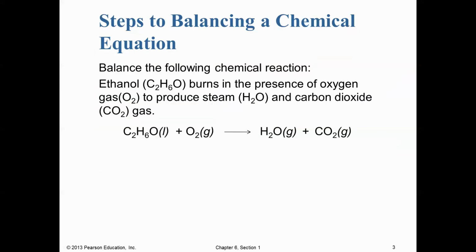Tip number two when it comes to balancing chemical equations is that if we have an element that occurs in multiple products or multiple reactants, we want to balance that element last. And so here we have ethanol reacting with oxygen to produce H2O and CO2. I like to work typically from left to right. And again, I like to save the chemical that is going to be in multiple reactants or multiple products for last, because that's going to save us a lot of work.